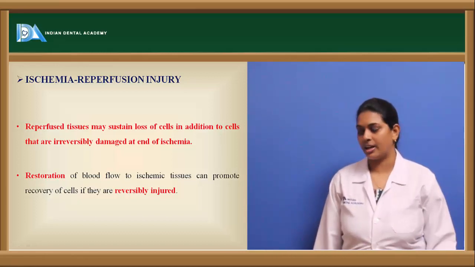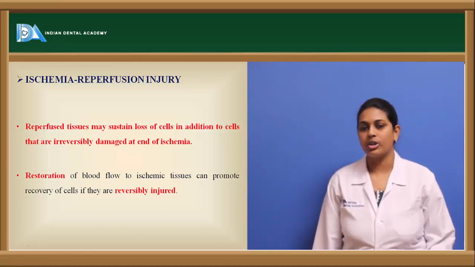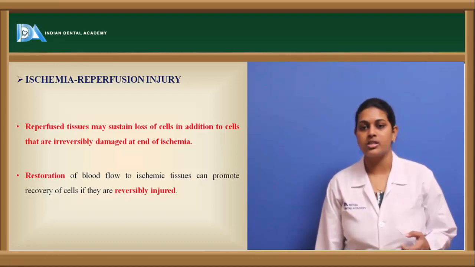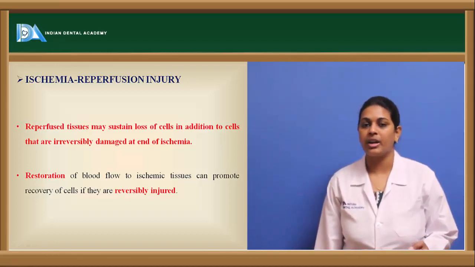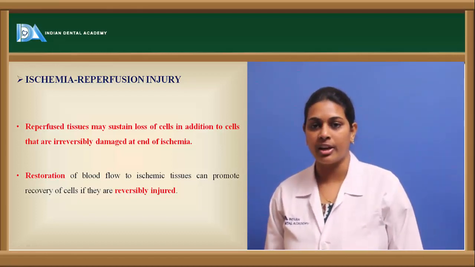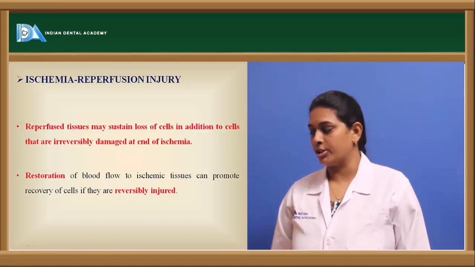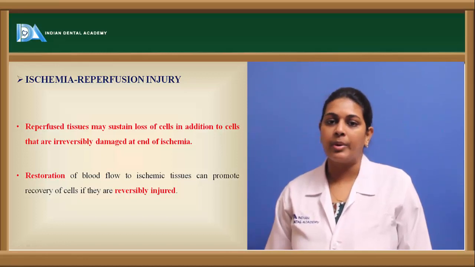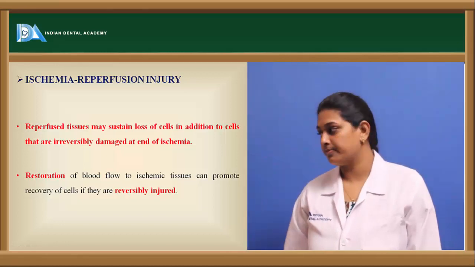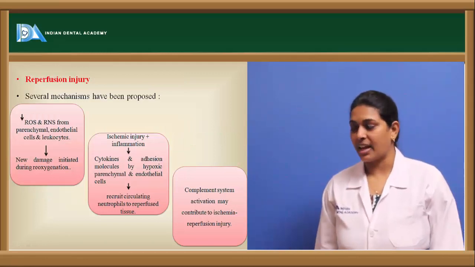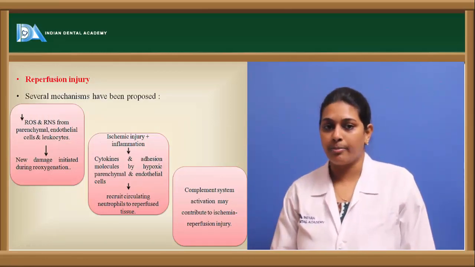Restoration of blood flow to the ischemic cells can promote the recovery of the cells if they are reversibly injured. Suppose irreversibly injured cells are exposed to this reperfusion, there can be complete damage. That is, these cells can undergo death. Whereas in the case of reversibly injured cells, if there is reperfusion, that is restoration of blood flow with a sufficient amount of oxygen, they can be restored back to normal condition. Certain mechanisms have been proposed in reperfusion injury.